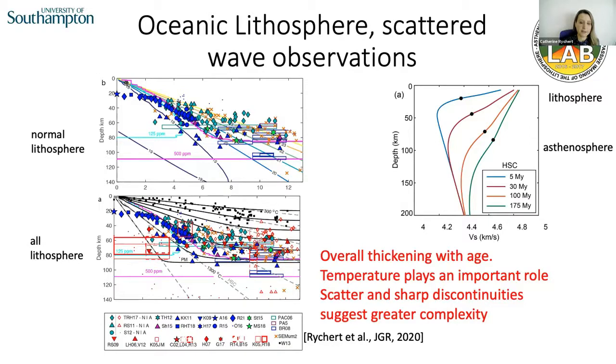However, when we consider all oceanic lithosphere, you can see that there is much more scatter when we include things like hotspots and locations that have been affected by hotspots. And so it suggests that something else is going on. The other thing is that the discontinuities suggested by scattered waves are much sharper than can be explained by thermal models, something more like this. And so it suggests that temperature is important, but something else is going on.